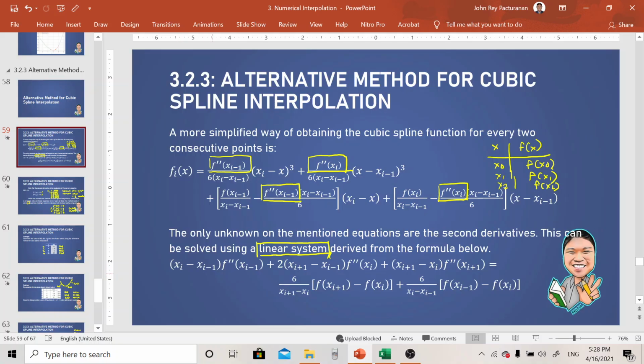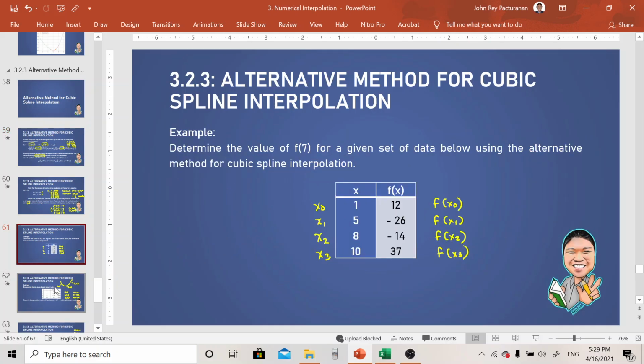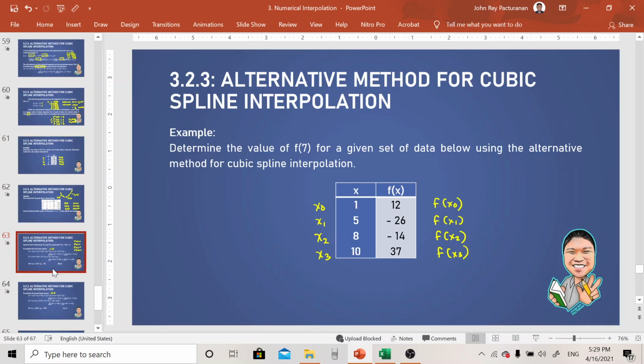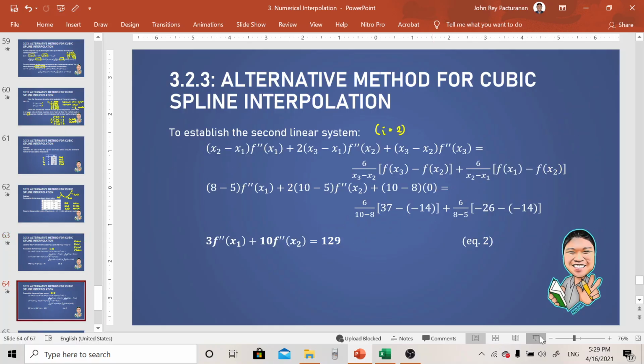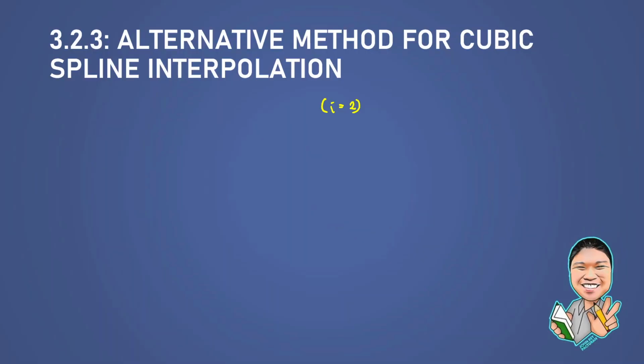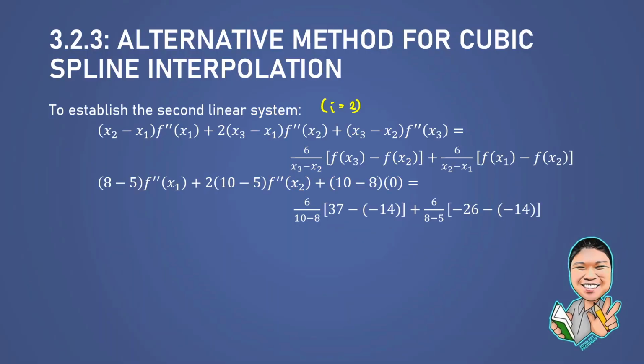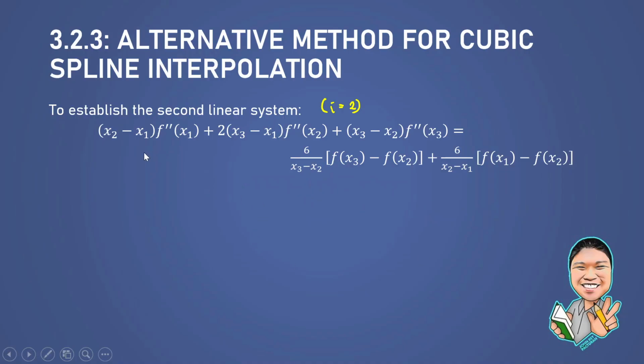So x sub 2 minus x sub 1, f double prime ng x sub 1 plus 2, x sub 3 kasi i plus 1 is 2 plus 1 is 3, minus x sub 1, f double prime ng x sub 2, plus x sub 3 minus x sub 2, f double prime ng x sub 3. So yun lang naman yung concept doon. Okay? So balik ko na lang dito sa slide. So ito siya guys. So sinubstitute ko na.